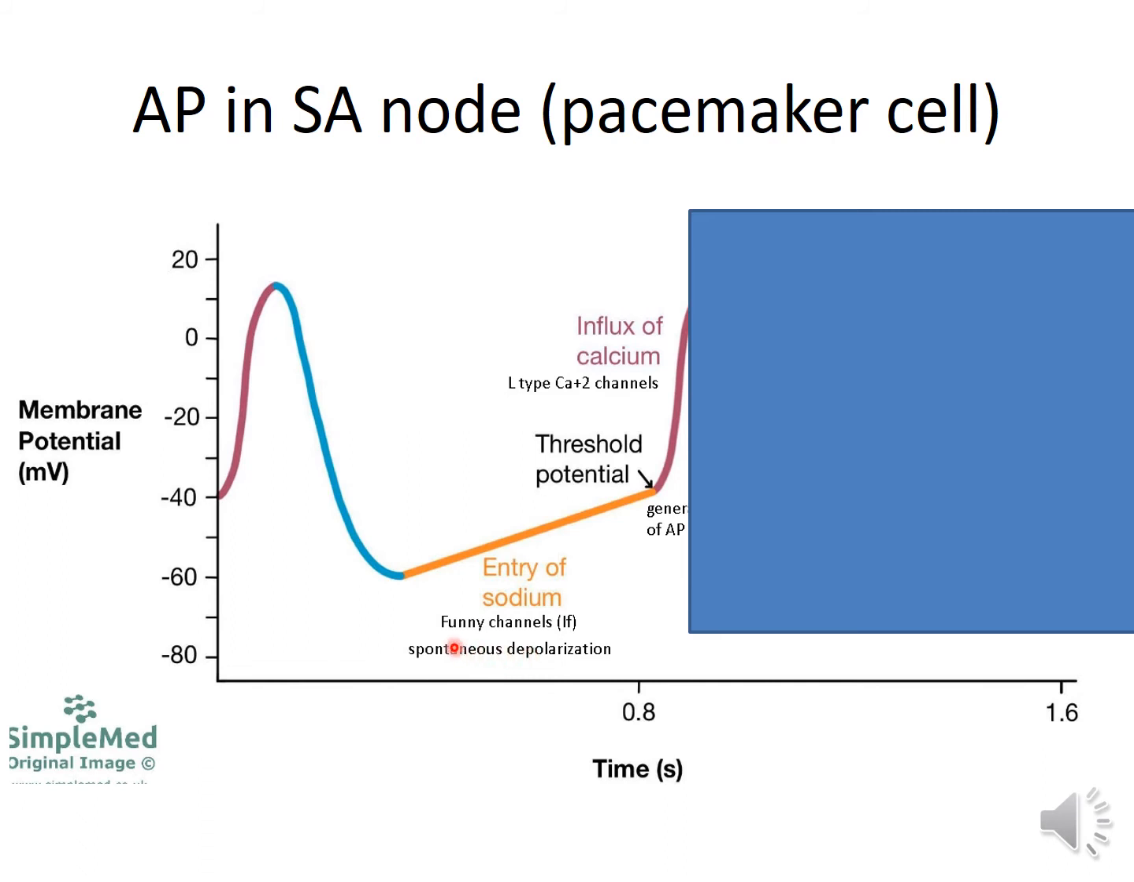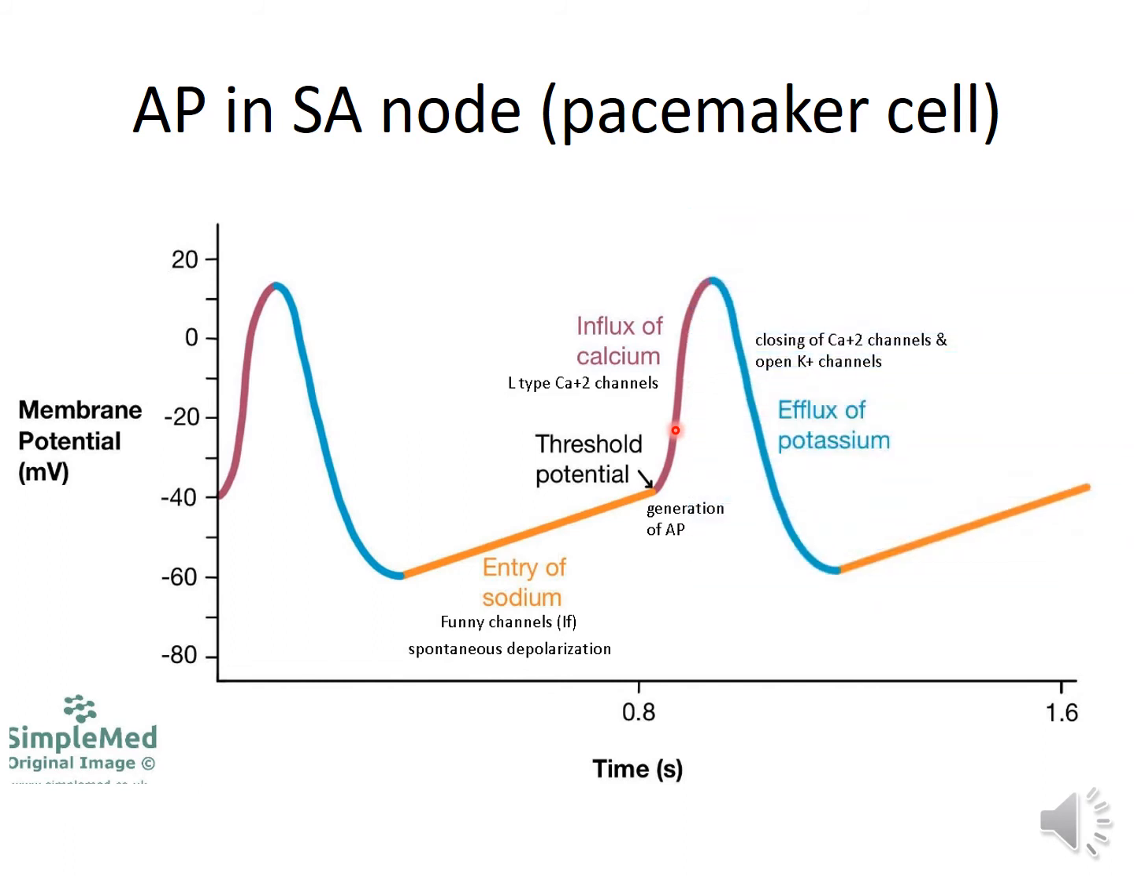Now, as this spontaneous depolarization gradually rises due to small leakages of sodium ions through the leaky or IF channels, and as soon as it reaches the threshold potential, this triggers the opening of calcium channels and then there is generation of action potential. So, what happens? The calcium channels open, this results in depolarization. Then potassium channels open, that results in repolarization.